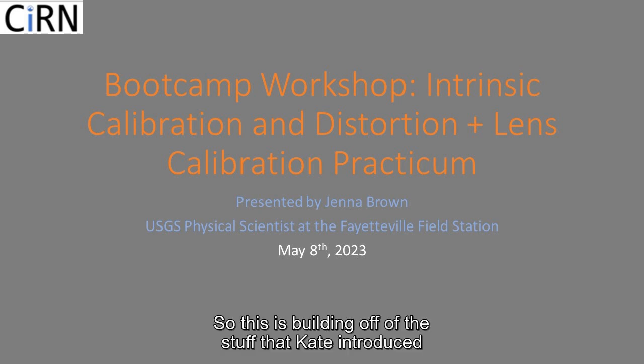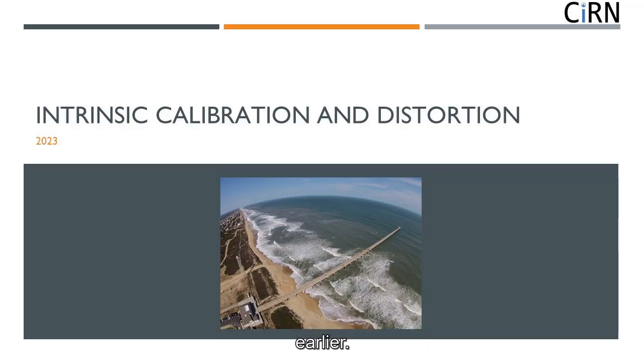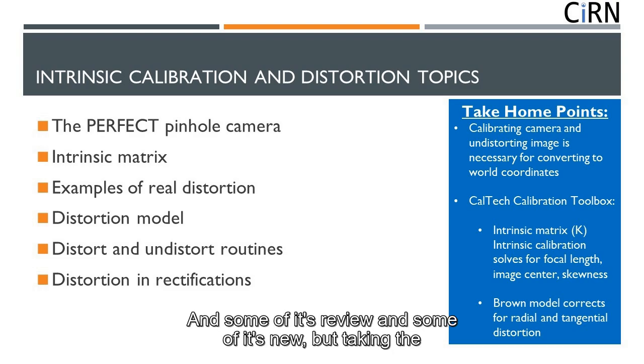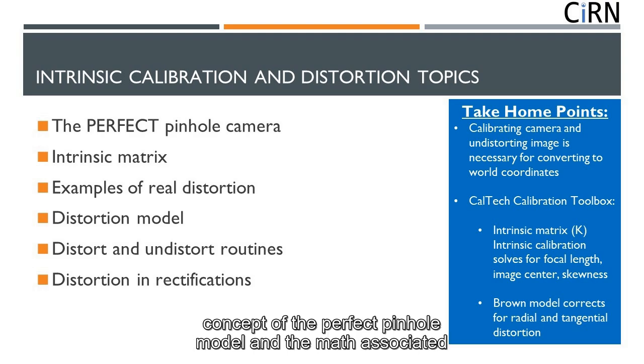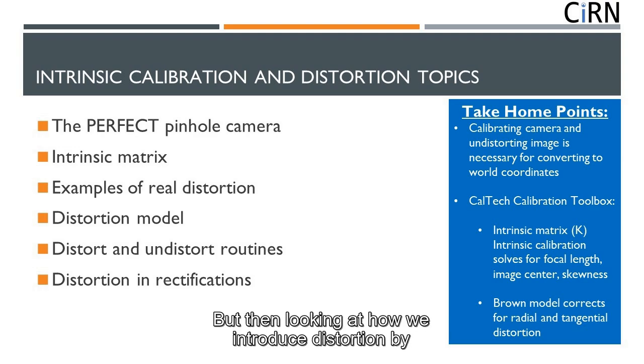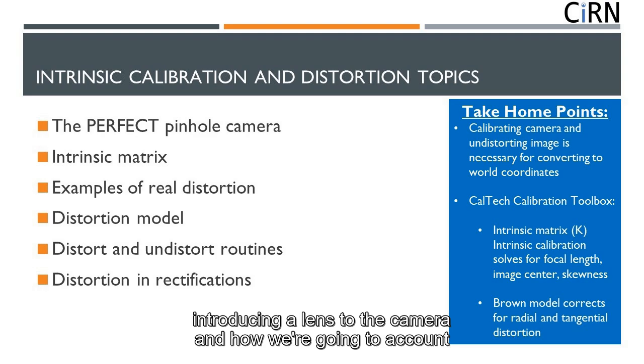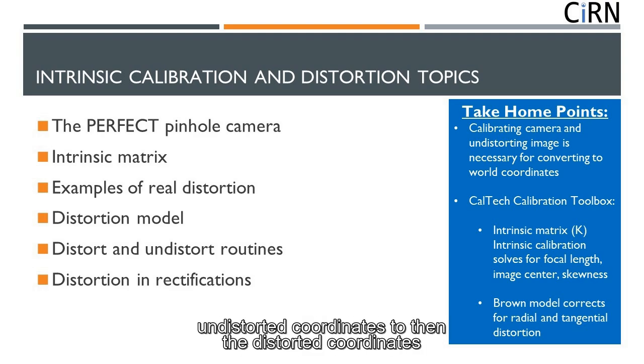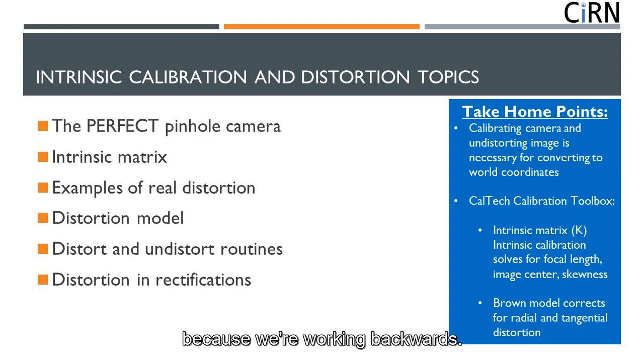So this is building off of the stuff that Kate introduced earlier. So let's just get into it. Okay. So this is what we're going to go over here, and some of it's a review and some of it's new, but taking the concept of the perfect pinhole model and the math associated with that, but then looking at how we introduce distortion by introducing a lens to the camera and how we're going to account for that in our math equations and go from the world to undistorted coordinates to then the distorted coordinates because we're working backwards.